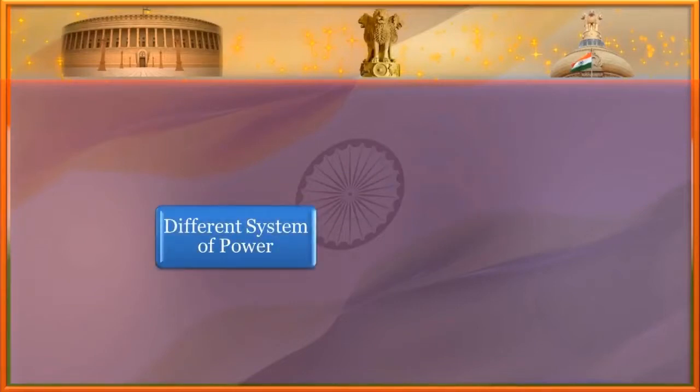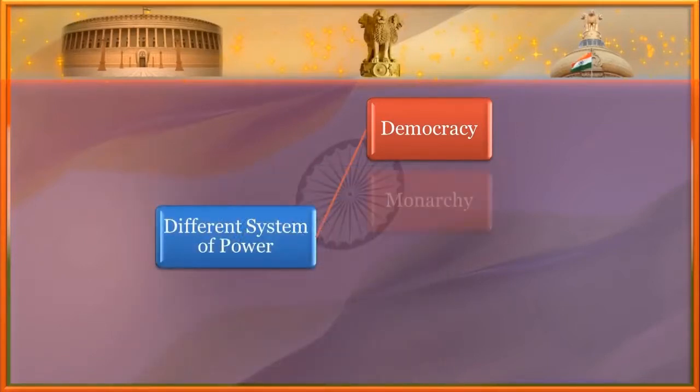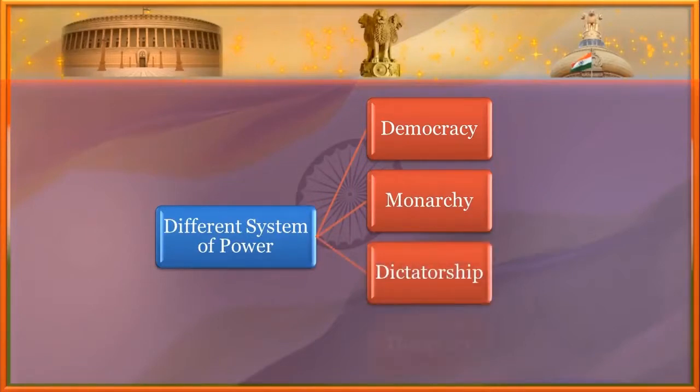Different systems of power that exist in the world today. Democracy is not the only system of government. There are some other important systems of government as well, such as monarchy, dictatorship, and theocracy.